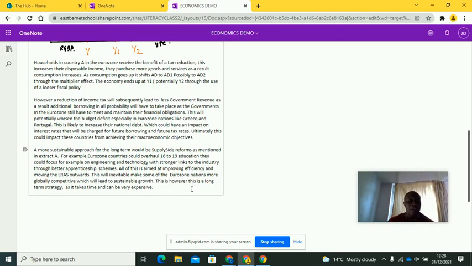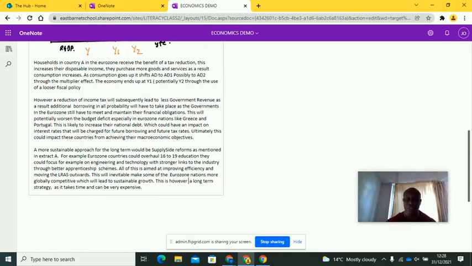This will inevitably make some of the Eurozone countries more globally competitive, which would lead to sustainable growth. This, however, is a long-term strategy, as it takes time and can be very expensive. So that's the idea of it. You can see the extra evaluation I've done.